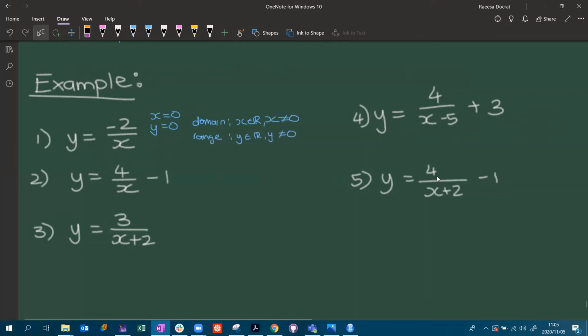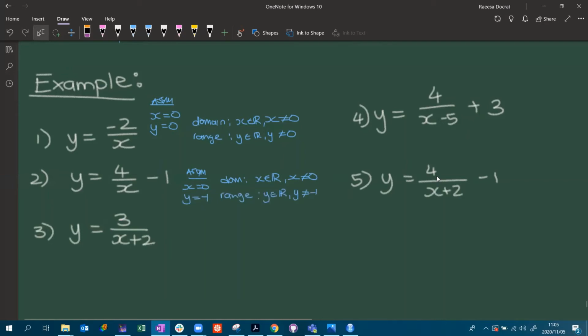What is our domain and range for the second one? First, let's write down our asymptotes. The first one is x is equal to 0 because our p-value is 0. And the next one is y is equal to -1. So that means our domain is x is an element of real numbers, but x is not equal to 0. And our range is y is an element of real numbers, but y is not equal to -1.